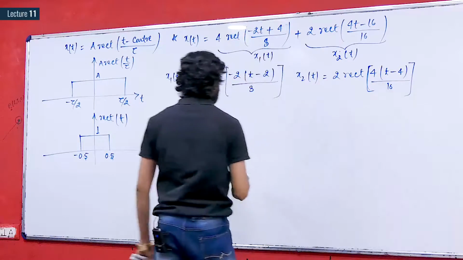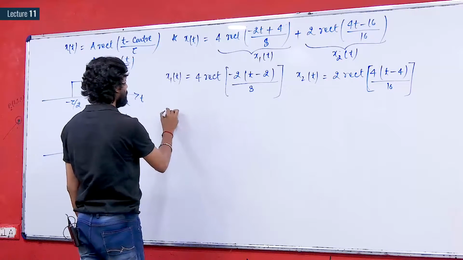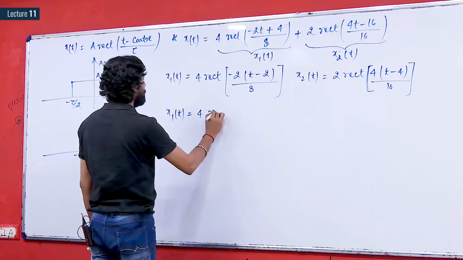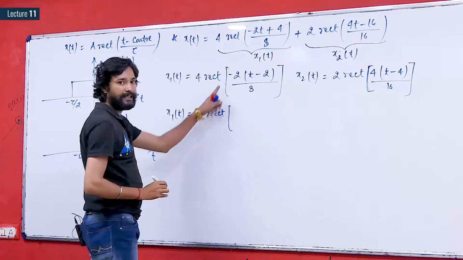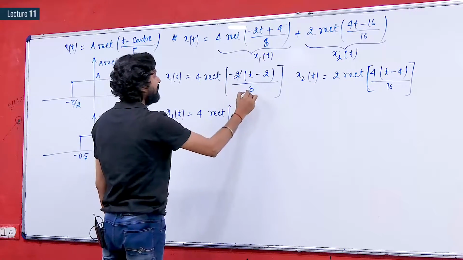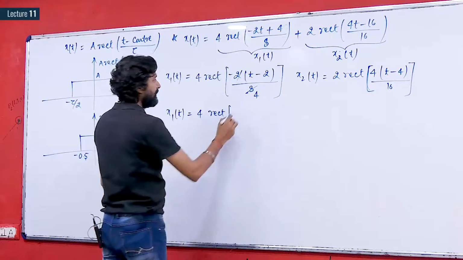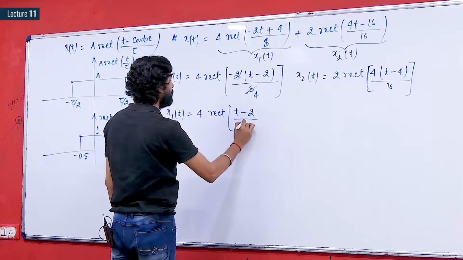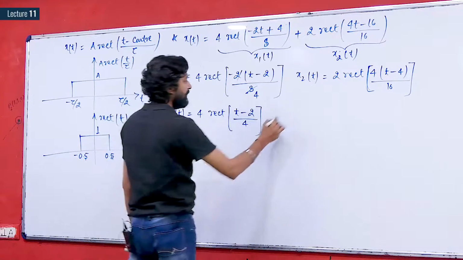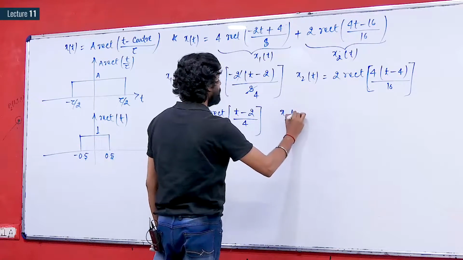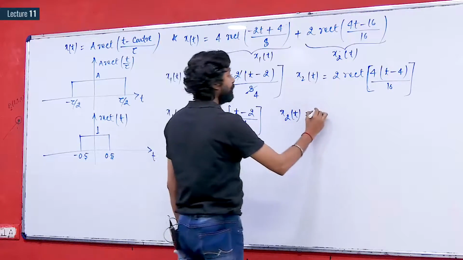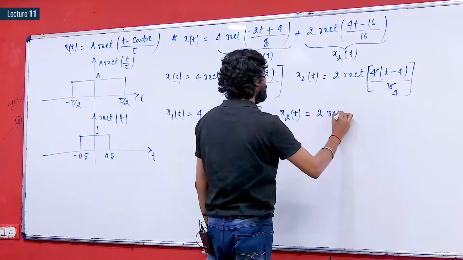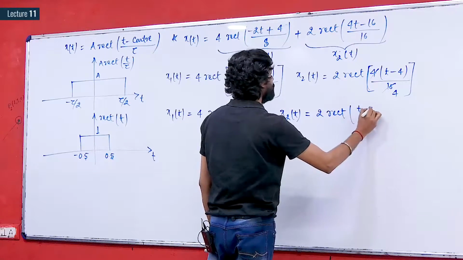So now you get the exact values of the rectangle functions. x1 of t is equal to 4 rectangle of, you can directly discard this negative sign, and this 2 gets cancelled with this 8. So the function is simply t minus 2 by 4. It is your x1 of t, and x2 of t is equal to 2 rectangle of t minus 4 by 4.